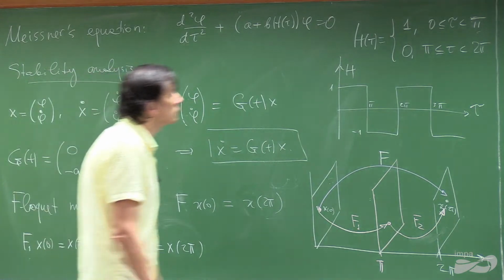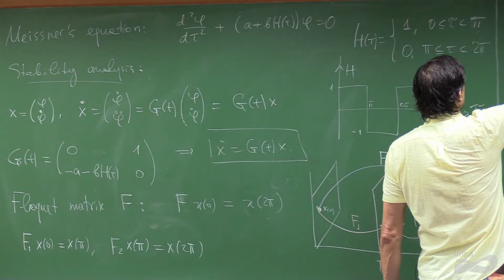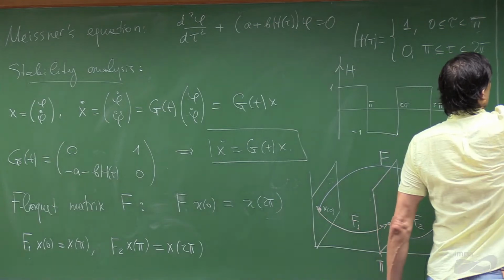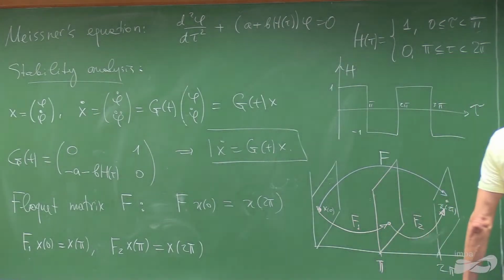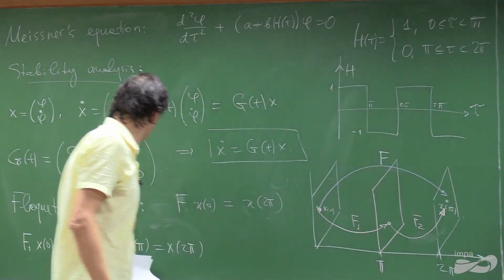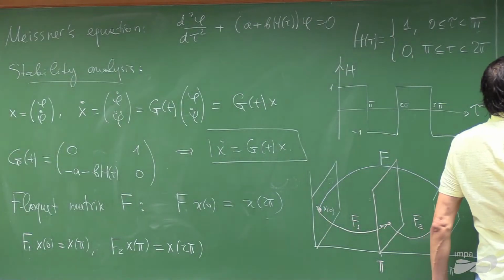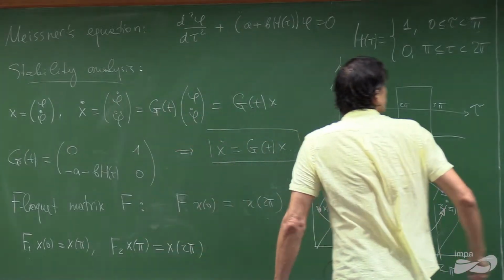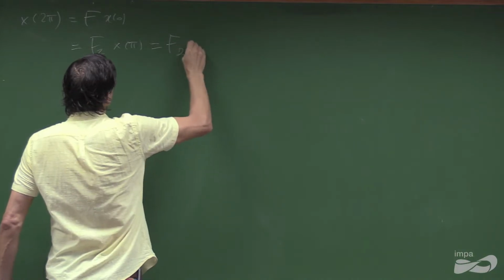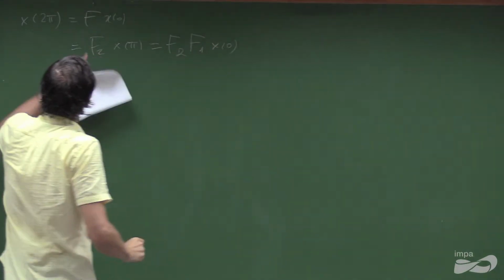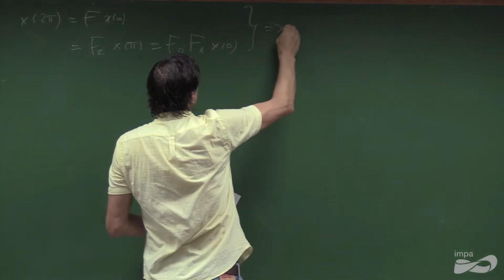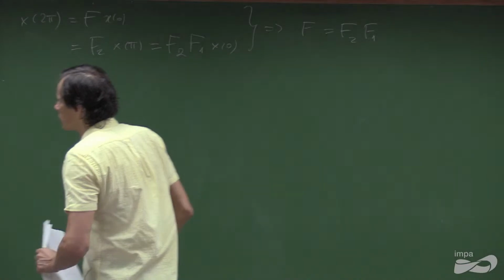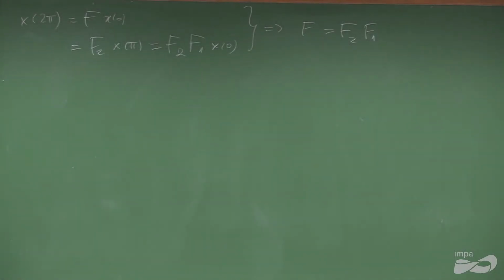So now you can combine everything. You can say that x at 2 pi, on one hand it's f of x0, but with new matrices you can first write f2 x at point pi, and then using the first expression you write f2 f1 x0. So you see the relation f equals f2 f1. So if we find matrices f1 and f2, we are done. We need to find this matrix and that matrix.